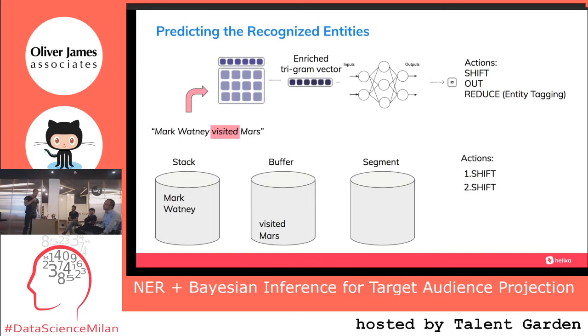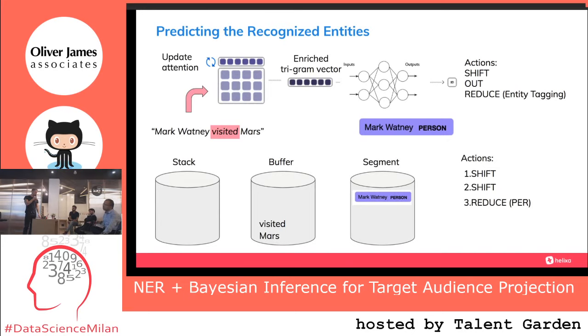Visited has its own matrix, the context-sensitive representation. We combine it with the attention vector, and we predict the action reduce. That means that we selected and found our first entity, that is Mark Whitney, that is a person. The action reduce says, okay, the words that are present inside the stack are an entity. We update the attention vector to signal the model that we have a new entity.